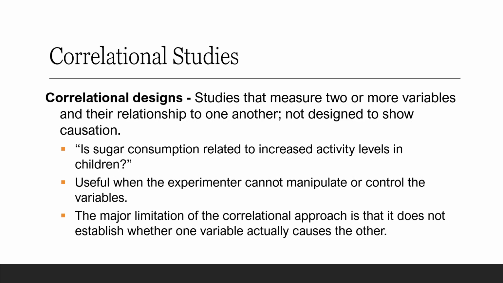This is useful when there are difficulties in trying to manipulate a certain variable. For example, instead of making children consume more sugar, you can simply ask their parents about the level of sugar intake that their children are consuming every day. You can ask them which type of foods they eat and whether they are more active at home because of that, by doing a survey.